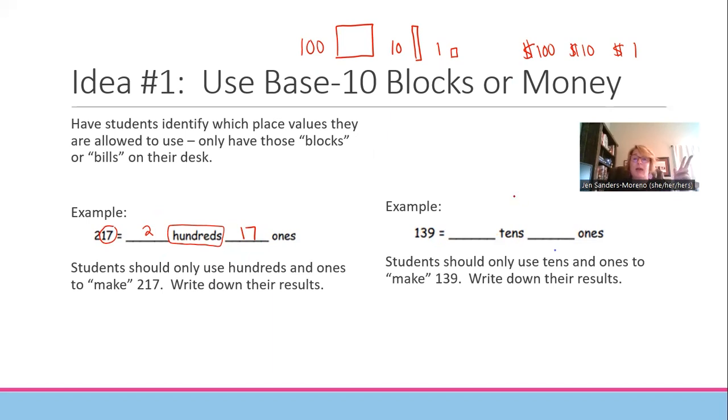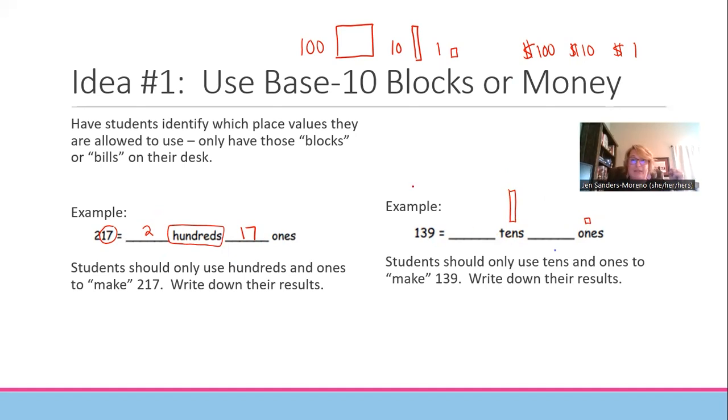All right, now for the second example, we want them to build 139, but they can only use tens and ones. So that means they're only going to use the rods, little units, or $10 bills and $1 bills. Okay, that's all they've got. They're not allowed to use hundreds. So we're going to say, okay, well, what's the biggest thing you have? Okay, the biggest thing I have is a 10.